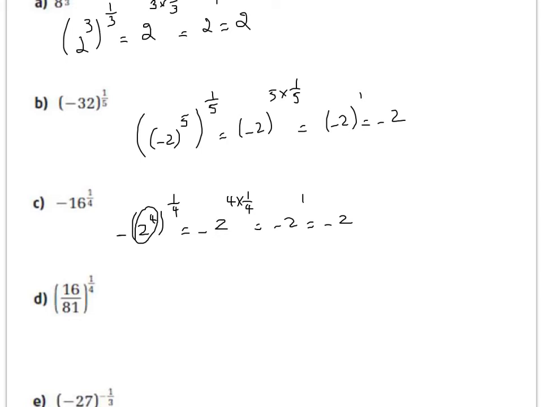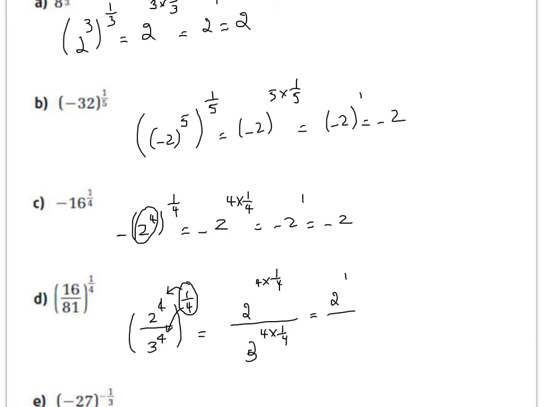The next example is 16 over 81 exponent 1 over 4. I can write this one as 2 exponent 4, which is 16, divided by 3 exponent 4, all exponent 1 over 4. Now I can distribute the power inside the bracket, so I'm going to get 2 exponent 4 times 1 over 4 divided by 3 exponent 4 times 1 over 4. 2 exponent 4 times 1 over 4 is 2 exponent 1 divided by 3 exponent 1, which is going to give me 2 over 3.